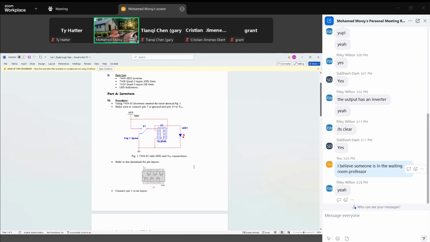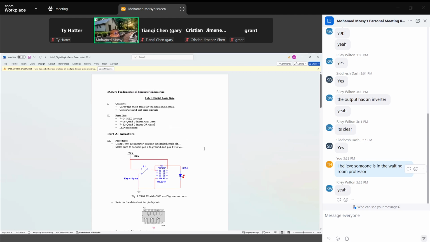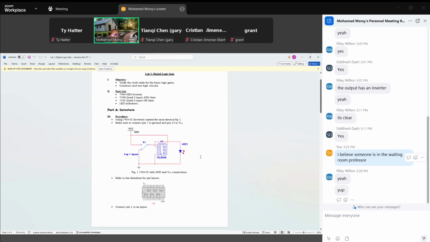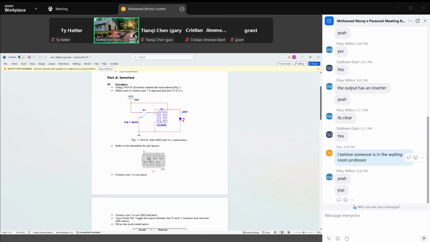Everyone sees this, the lab we did before? Do you see the lab document? You see, this is the IC here. This is the IC. So what is inside the IC? Gates, right? So this is the IC for the NOT gate, which the number is 7404. I mentioned, don't worry about the letters inside the number, but the number 7404.